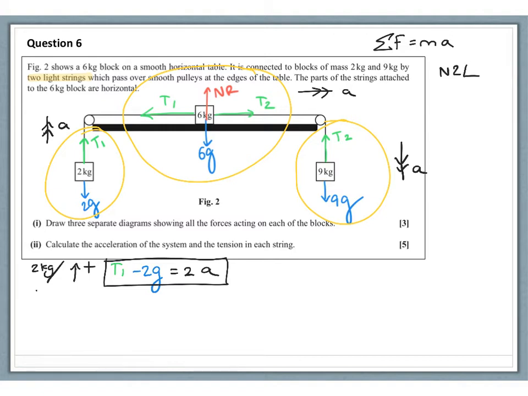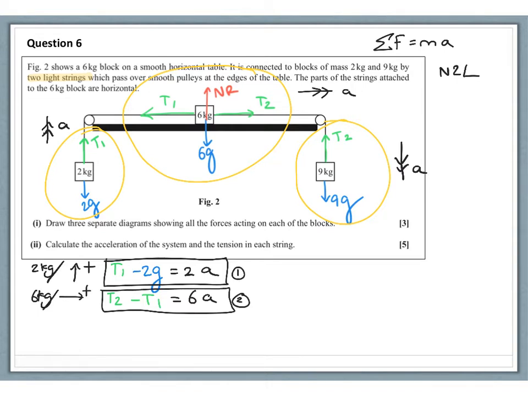Now, let's move on to the 6 kilogram block. We're interested in the movement to the right as our positive direction. So that gives me T2 minus T1, which is going in the negative direction, it's left, equals mass of 6 multiplied by the acceleration a. Here is my second equation.